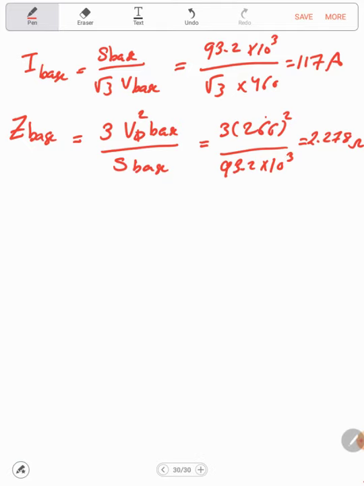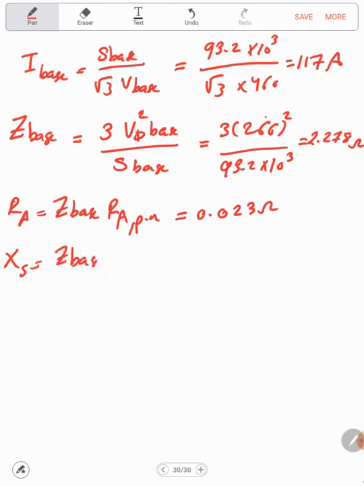So now we can calculate RA or RS, which will equal Z base multiplied by RA in per unit, and if we do the math, this will equal 0.023 ohm, and XS, which will equal Z base multiplied by XS in per unit, and if we do the math, this will be equal 2.51 ohm.